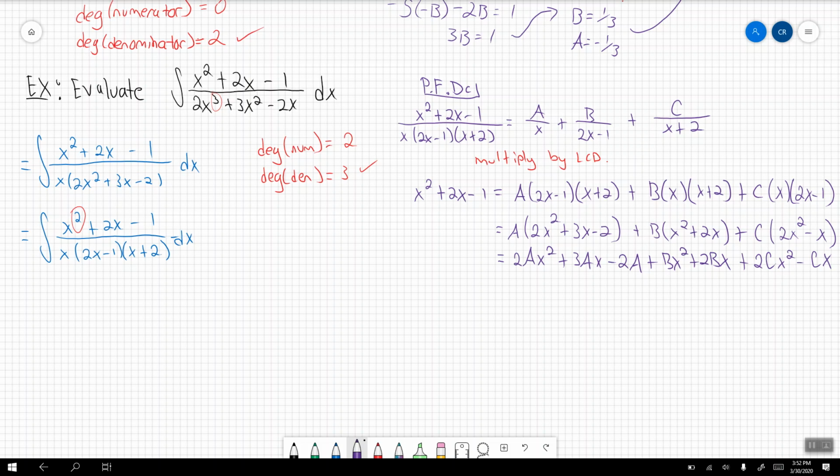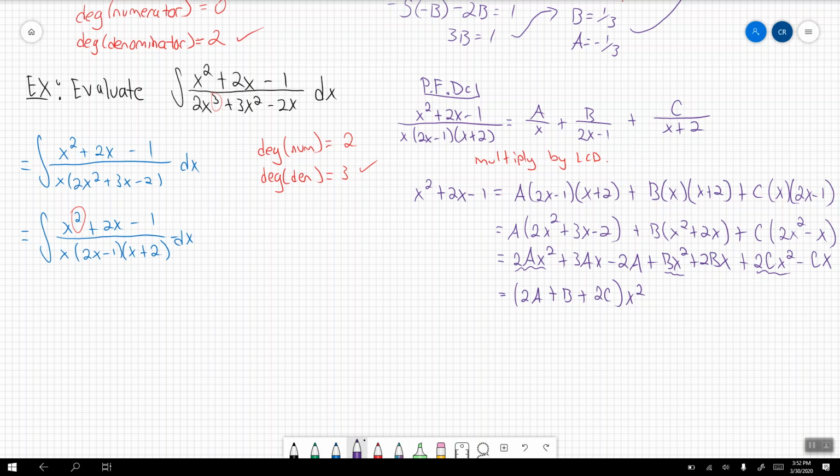So my like terms, I see I have an x squared here, an x squared here, and an x squared here. So naturally, what I'm going to have is 2a plus b plus 2c. All of these contain that x squared term. In other words, all I did was factor out the x squared from all of those like terms that I had selected. Next, I'm going to do the same thing with the x variables.